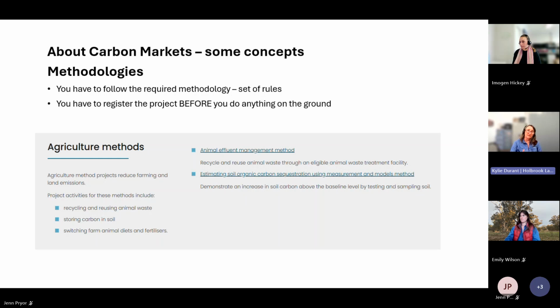And the other main thing is that if you want to do a project, you've got to register before you do anything on the ground, because again, if it's already started, it's not considered additional.